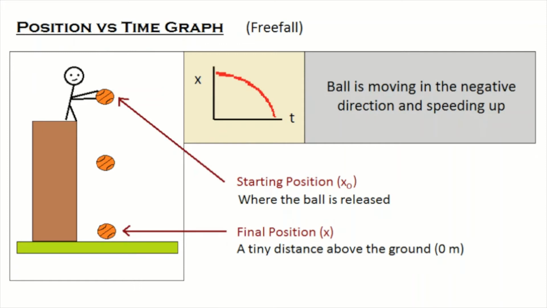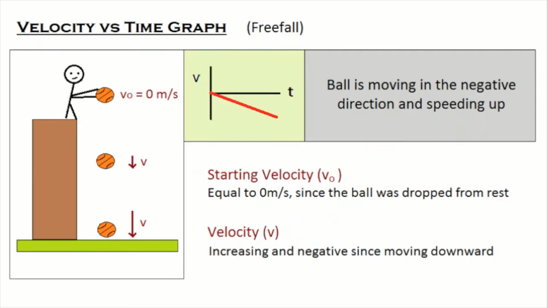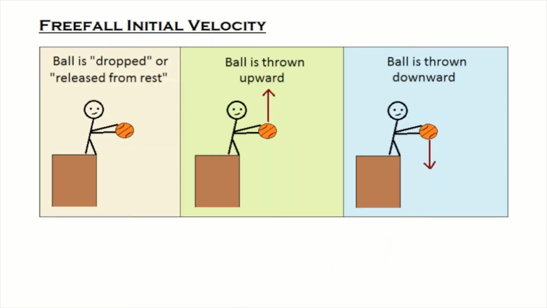Let's look at our velocity versus time graph. This ball is released from rest, so it starts with a velocity of 0 right there at the origin. It's moving in the negative direction downward and is speeding up at a consistent rate. So this graph shows something that is starting at 0, is moving into the negative quadrant, and is getting faster and faster because it's leaving 0 meters per second.